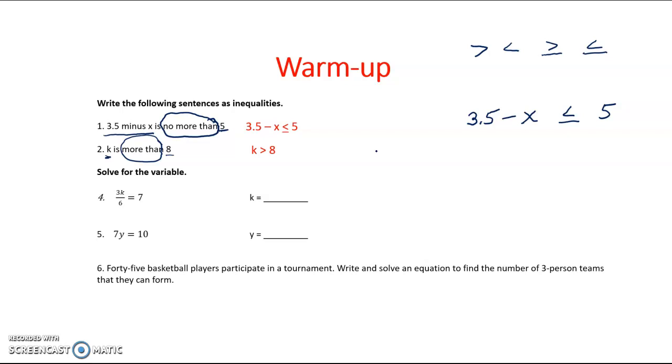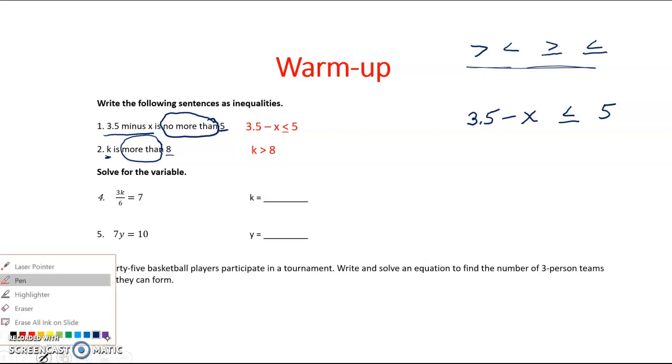Okay, number 4, and I realized I skipped 3, but number 4, solve for the variable. 3k divided by 6 equals 7. So this is actually not an inequality. This is an equation because it's got an equal sign instead of an inequality symbol. But if you recall how I find the value of the variable, I have to isolate it. In other words, I need to do the inverse operation to get that k by itself. So in this example, I have 3k divided by 6 equals 7. All right, so I'm going to write out my expression.